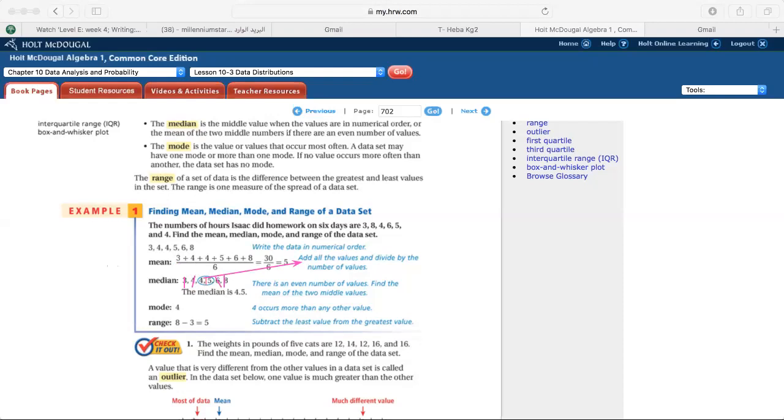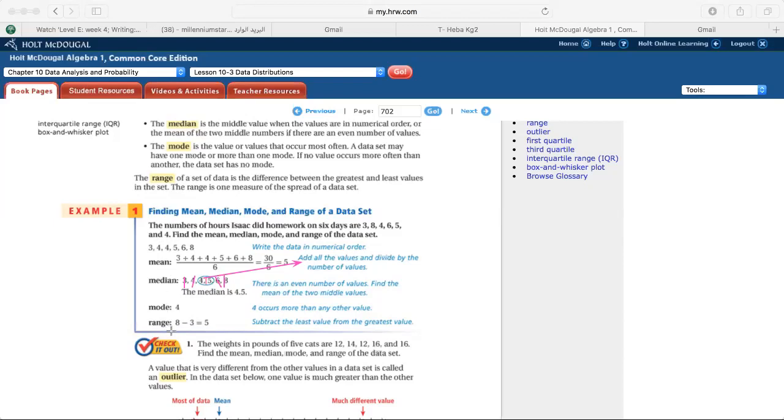Mode is the number that occurs most often. Occurs most often, repeated a lot. So what do you think the number that is repeated a lot? 4. 4 is repeated. There can be 1 mode, 2 modes, or no modes.